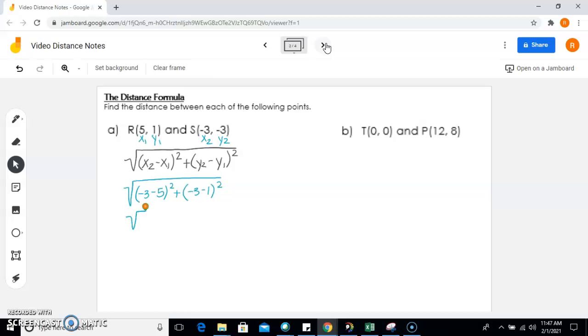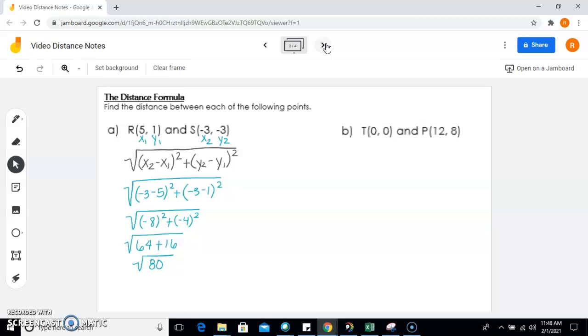-3 minus 5 is -8 squared, plus negative 3 minus 1 is negative 4 squared. Remember, when we are squaring numbers, it's that number times itself. So you have to think, a negative 8 times a negative 8 is going to change to a positive 64, plus a positive 16. And that will give us the square root of 80.